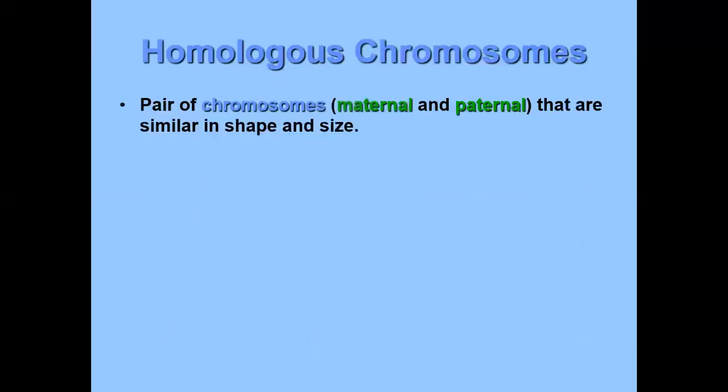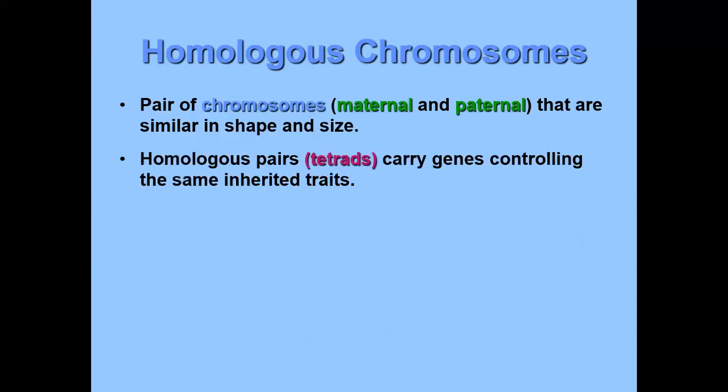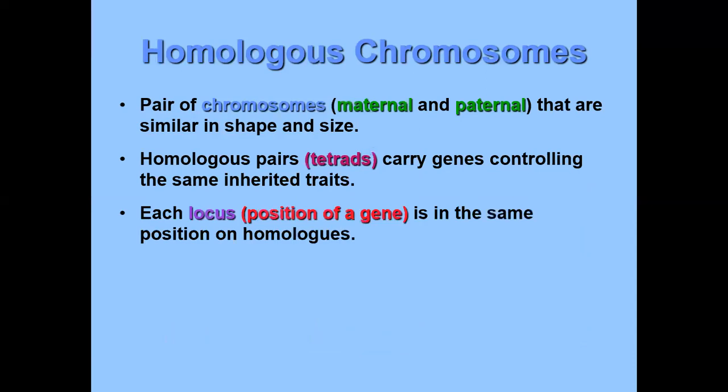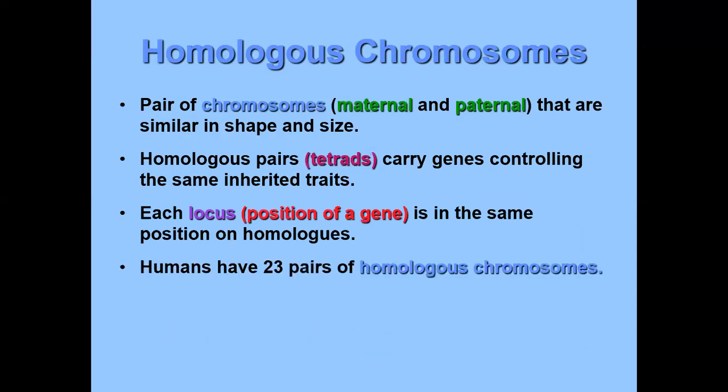Homologous chromosomes are actually the pair of chromosomes, maternal and paternal, that are similar in shape and size. Homologous chromosomes pair, and this pairing is called a tetrad, that carry the genes controlling the same inherited trait. And what is a locus? A locus is actually the position of a gene on a chromosome. So humans have 23 pairs of homologous chromosomes and a total of 46 chromosomes in one cell.